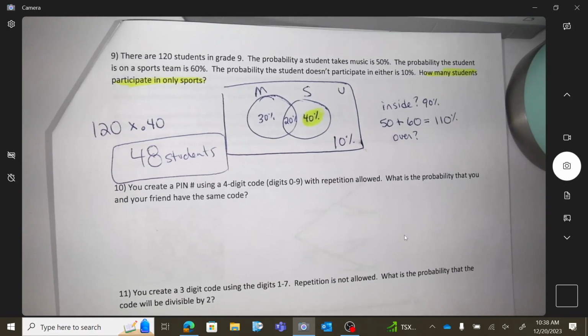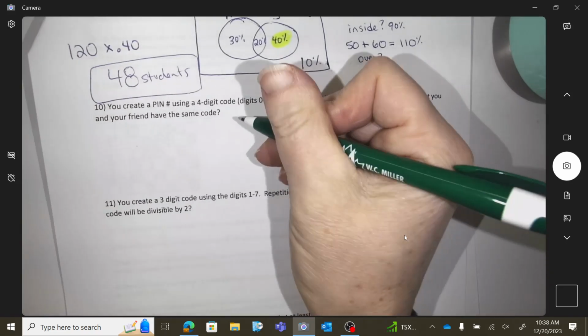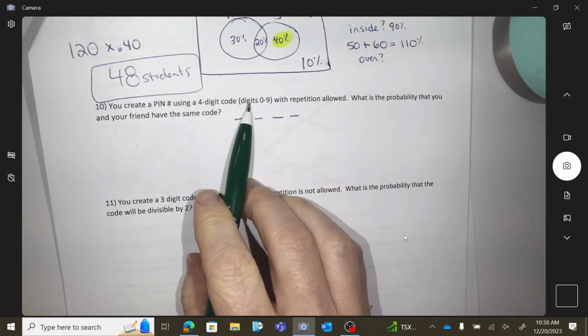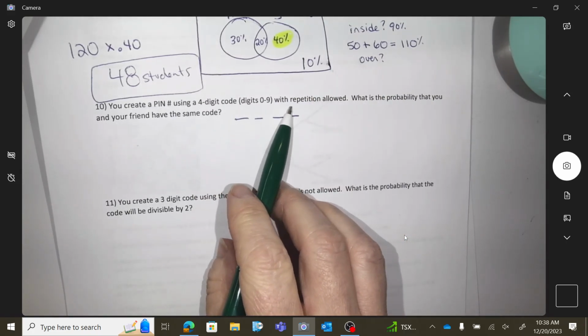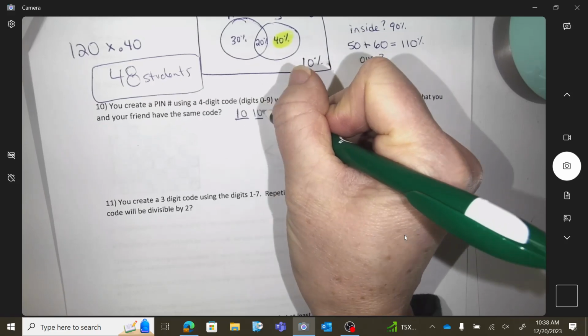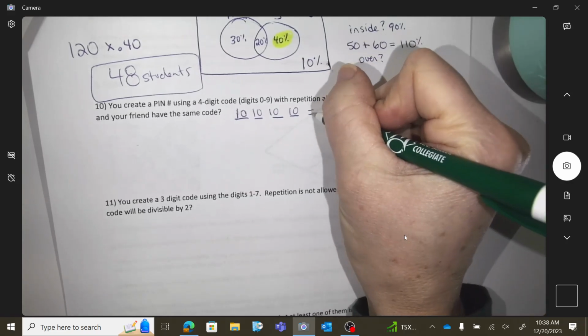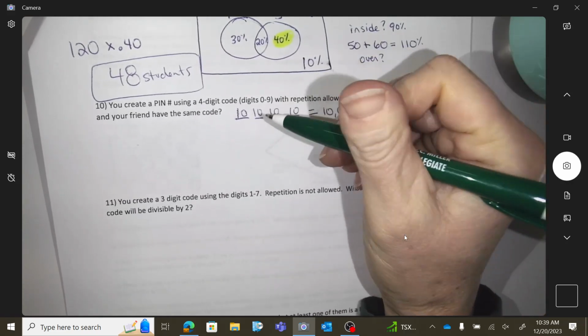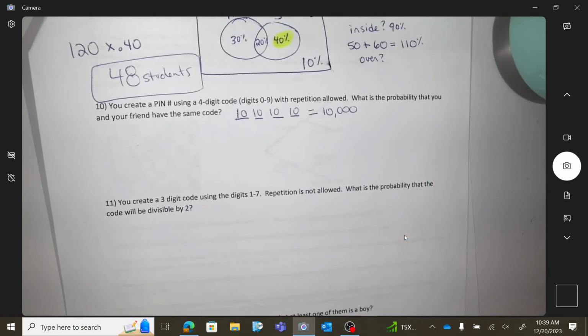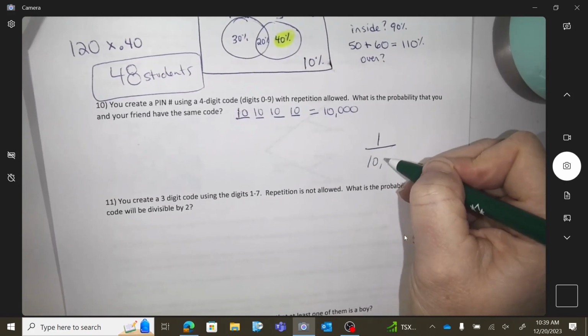You create a PIN number using a 4-digit code. And you can use the digits 0 through 9. Repetition is allowed, so then it should be 10, 10, 10, 10, which is 10,000. What is the probability that you and your friend have the same code? 1 over 10,000.